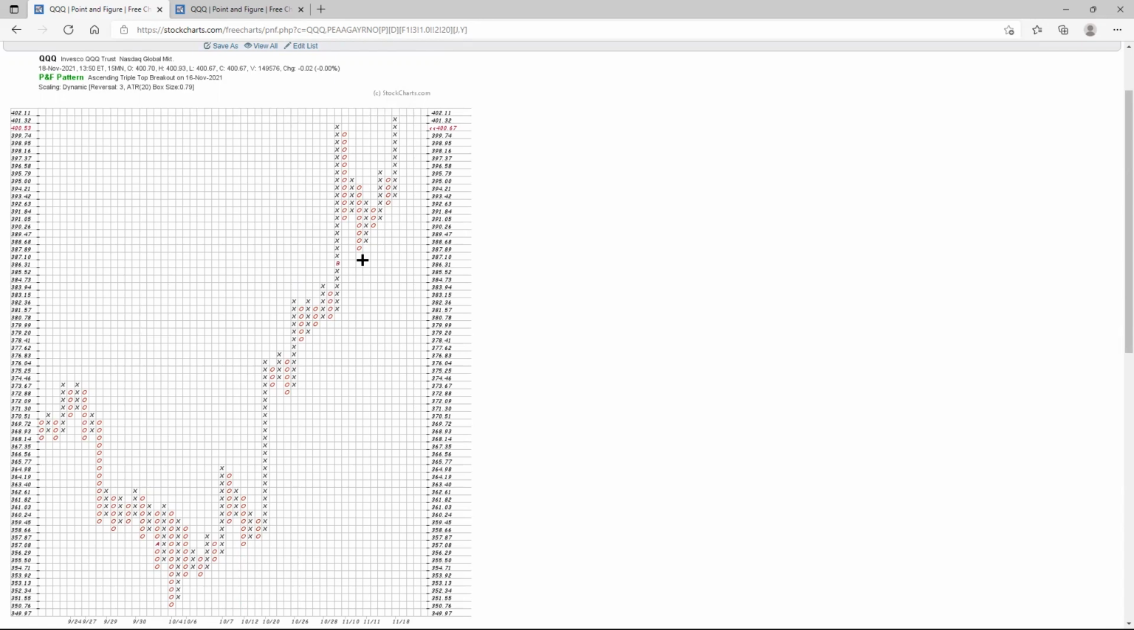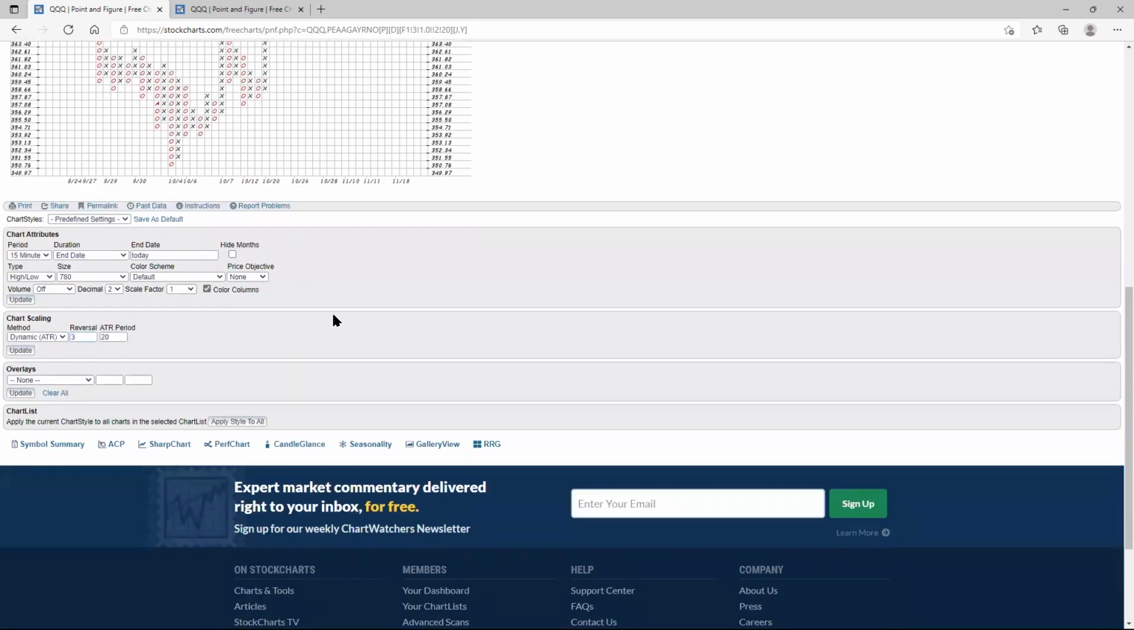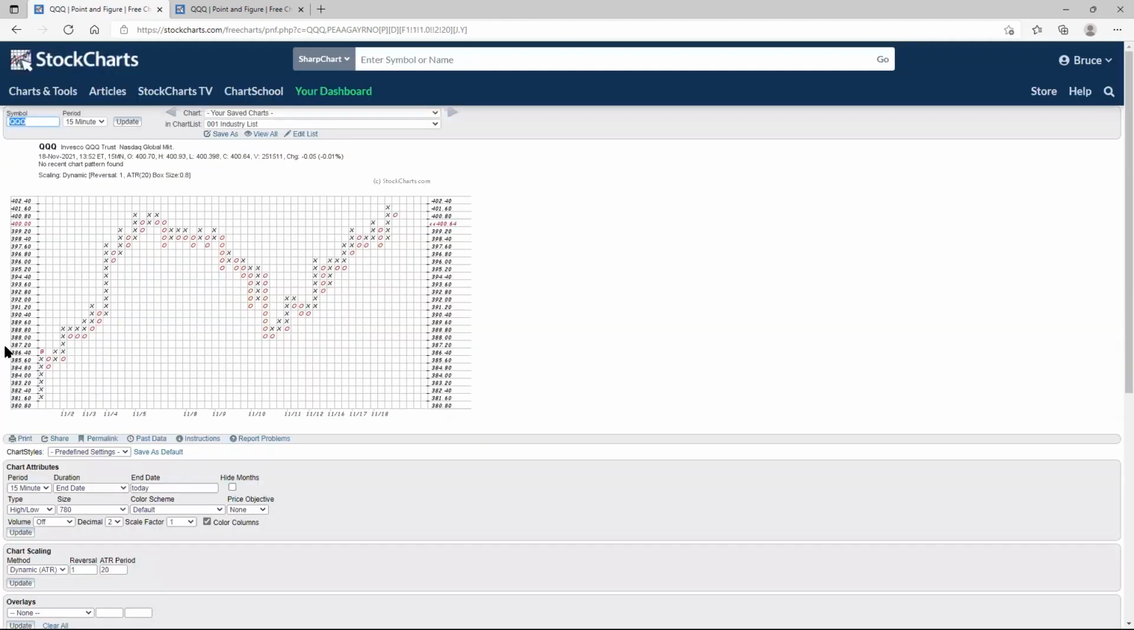This is really interesting. So now we have 3-box reversal. What happens if we change to 1-box reversal, ATR scaling? And you need to just fool around with this. And so here is the upward striding climax that we just saw in early November. So now we're getting very little data. This is the month of November, effectively.